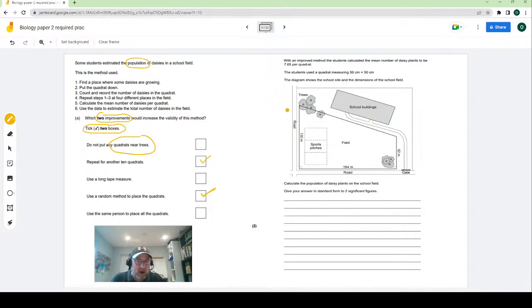Right, guys, 6 marker here. Okay, let's check this out. This is the 6 marker. With an improved method, the students calculated the mean number of daisies. I'm going to write that so you can actually see that. They worked out the mean number of daisies as 7.65. The students use a quadrat, 50 centimeter times 50. So we're probably going to have to work that out in meters, which is going to be a bummer. The diagram shows the school field and the dimensions of the field.